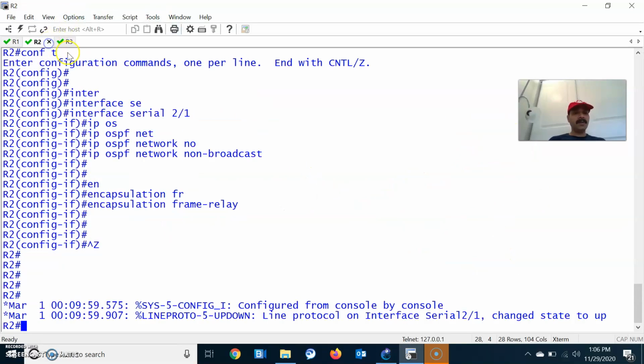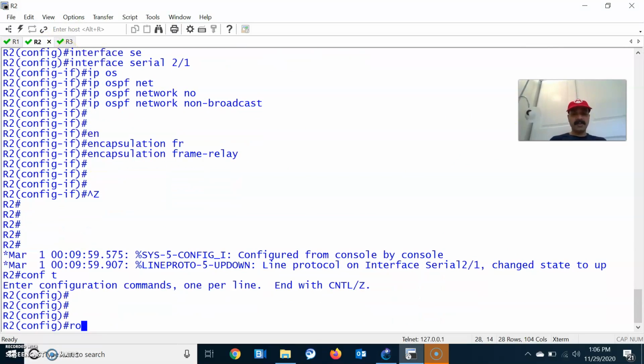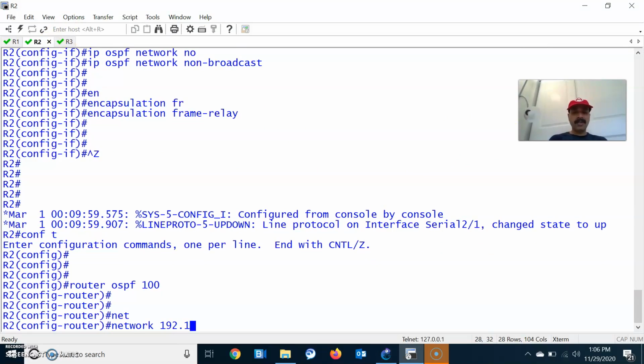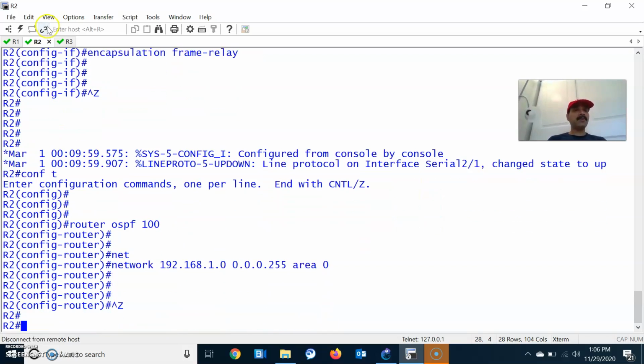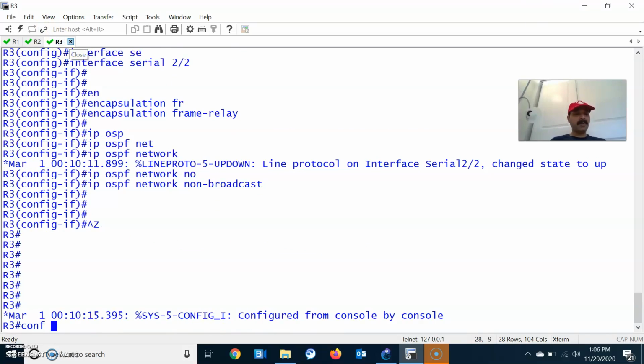In a similar way, go to R2 and enable the routing protocol. Router OSPF 100 and network 192.168.1.0 followed by 0.0.0.255 and followed by area 0. And in a similar way, go to R3 and enable the routing protocol.